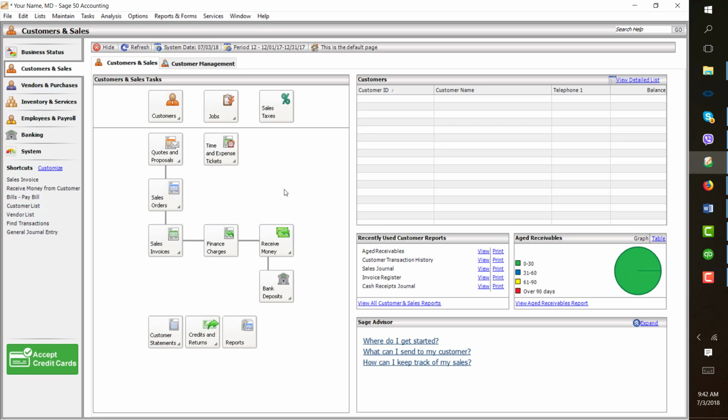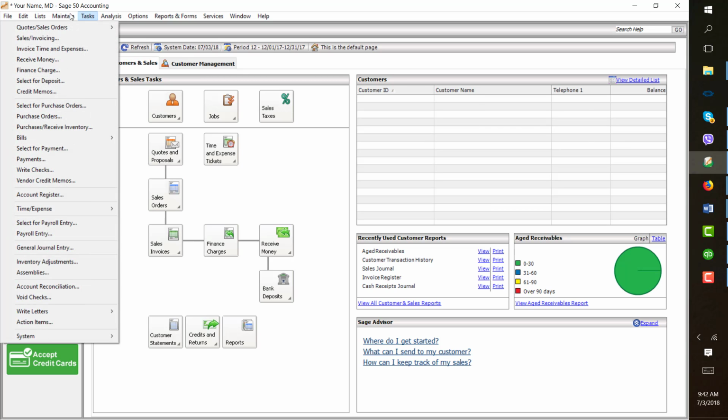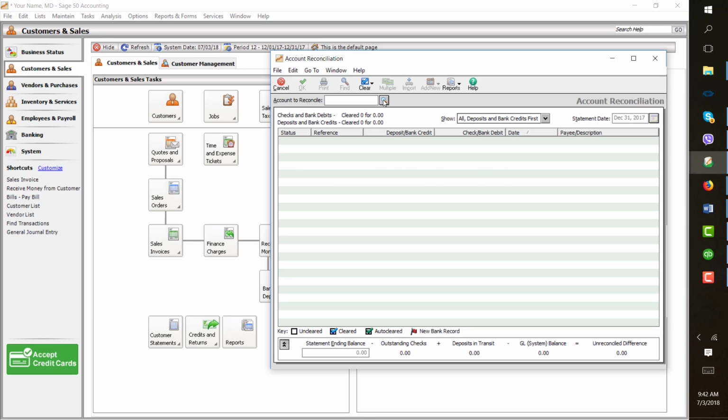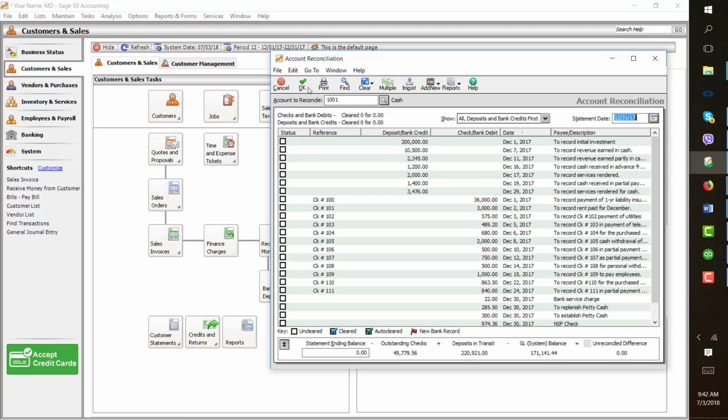On number 3, it says on Task, you want to click your account reconciliation. On account to reconcile, you want to click your cash account 1001, and it will appear and show the checks and deposits made during the month that were found in the general ledger of cash. You want to enter the bank's ending balance showing, and that is 170,654 and 44 cents at the bottom left of your screen.